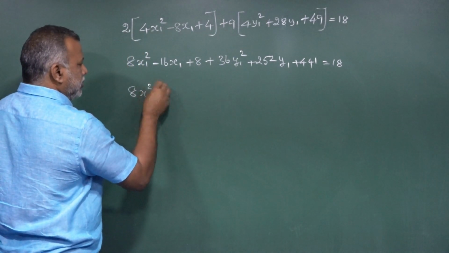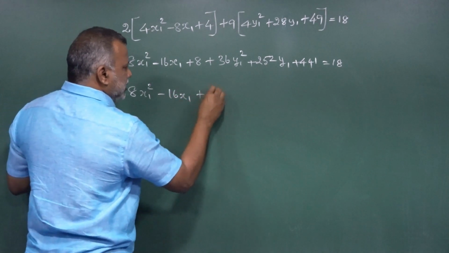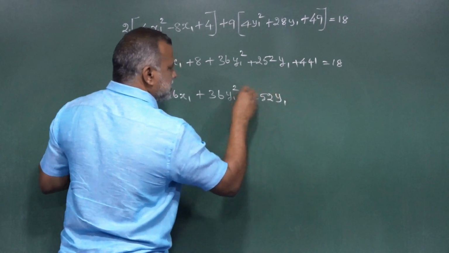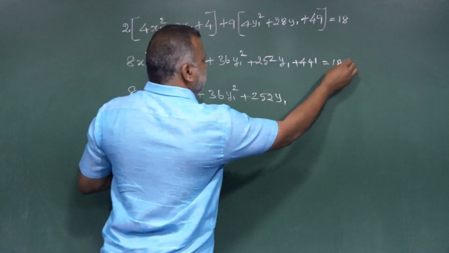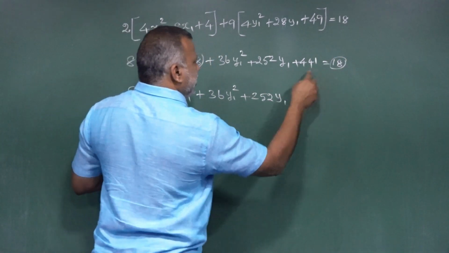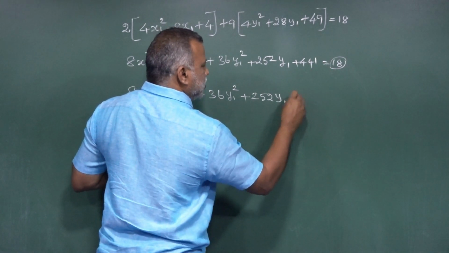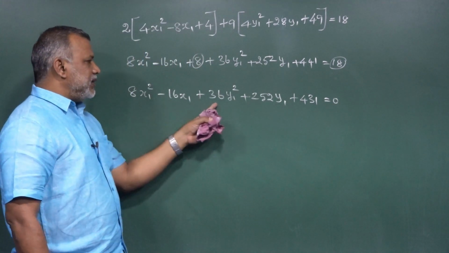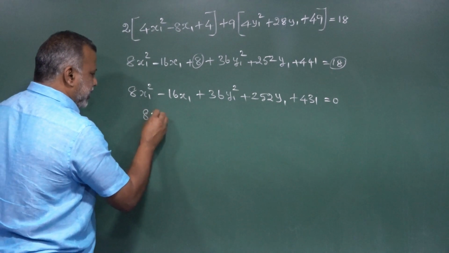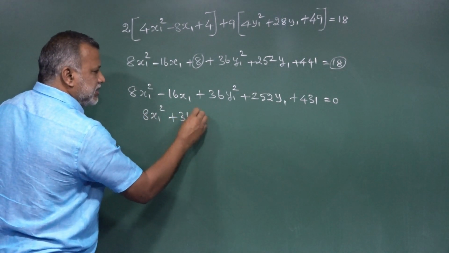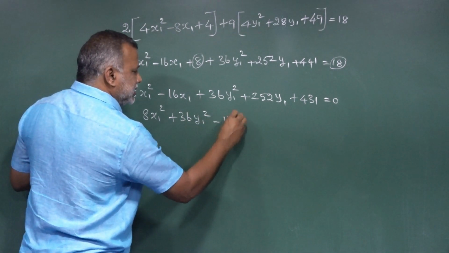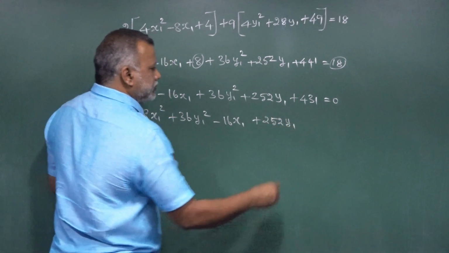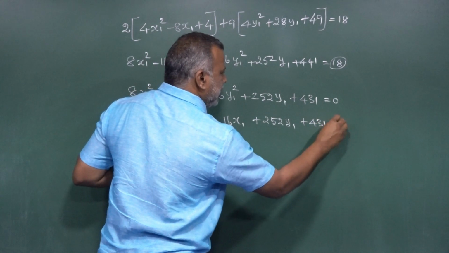After that, see here: 8x1 squared minus 16x1 plus 36y1 squared plus 252y1. Just the numbers: here 441, here 18. If we subtract, we get 423; again converting to this side, we get minus 18, so we get 423 equal to 0. So 8x1 squared, 36y1 squared. Rearranging this, we get 8x1 squared plus 36y1 squared minus 16x1 plus 252y1 plus 423 equal to 0.